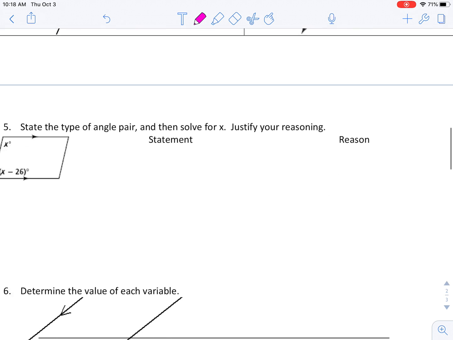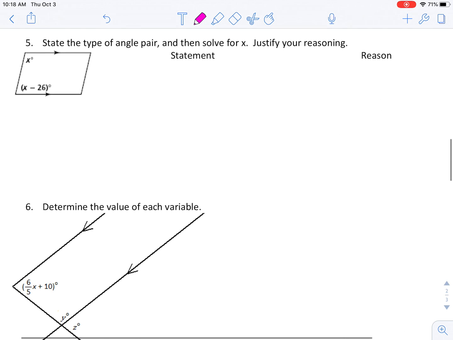Okay, so a couple more things on the back. For this one, I have what we're presuming is probably a parallelogram, but it's not marked as a parallelogram, it's just marked as a trapezoid.